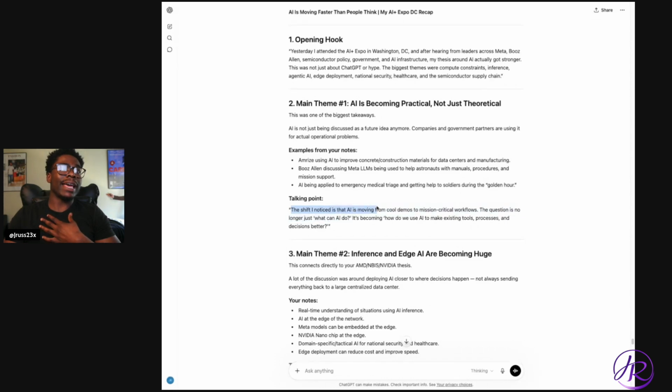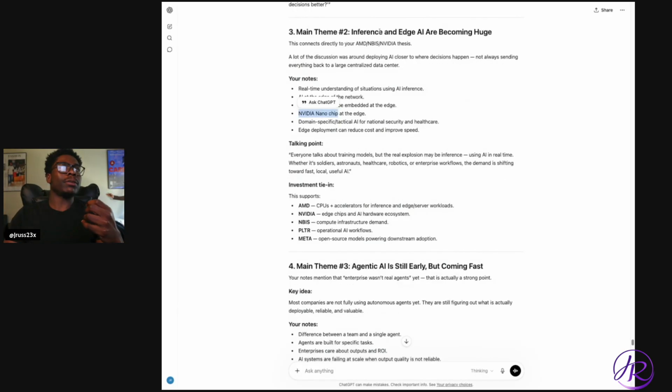The shift I noticed is that AI is moving from cool demos to mission critical workflows. The question is no longer what can AI do? It's becoming how do we use AI to make existing tools, processes, and decisions better. So it's not so much about replacing jobs, but at the same time it's being used as a tool to help people do their jobs better. Theme number 2, inference and edge are becoming huge.